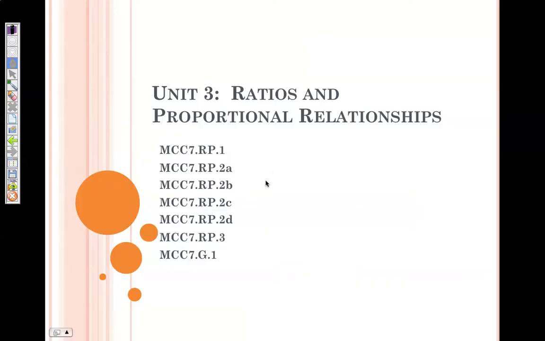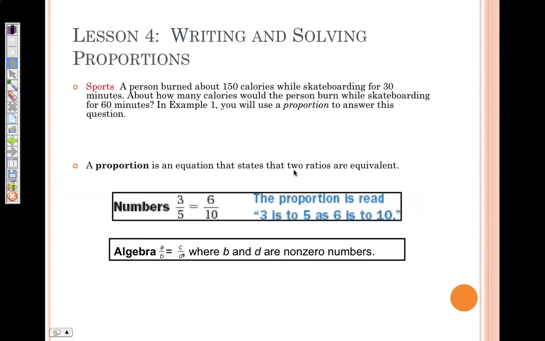Hey guys, this is Mrs. Brigman, and today we're going to continue with Unit 3, Ratios and Proportional Relationships. Today we're going to move on with Lesson 4, and this lesson is entitled Writing and Solving Proportions.